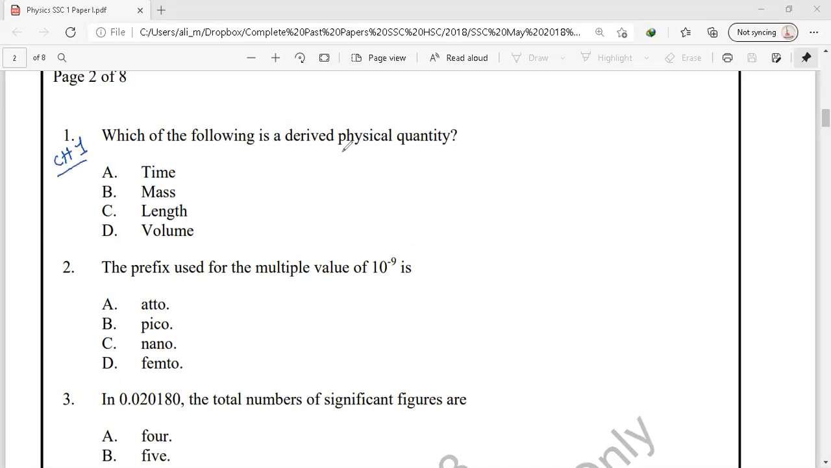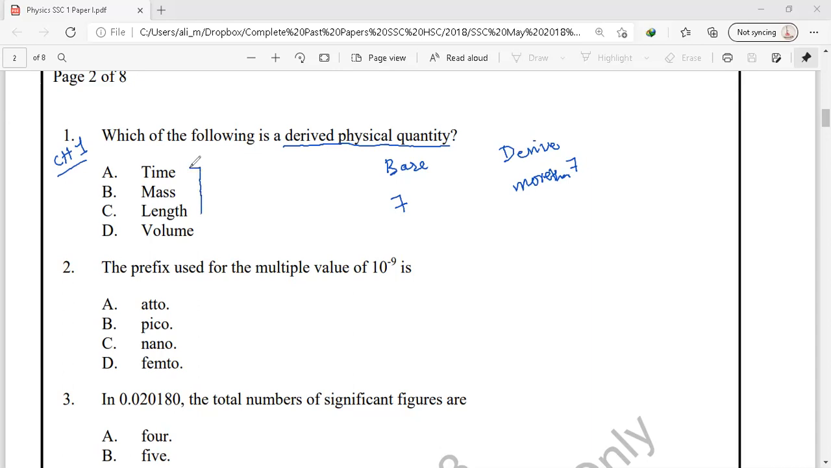Which of the following is a derived physical quantity? We have to identify among those four quantities which is the derived quantity. As we have learned, we have two types of quantities, base quantities and derived quantities. In base quantities, we have only seven base quantities, while the derived quantities are more than seven quantities. So in these four options, we have three base quantities and one derived quantity.